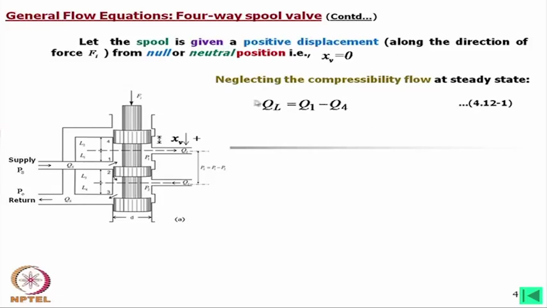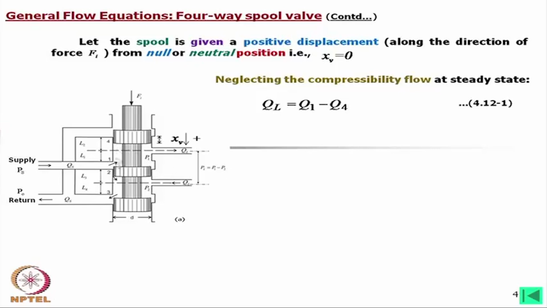Now, what I have shown in this equation is that QL, called the load flow, must be equal to Q1 minus Q4. Now, if we look into this, here the oil is going to the load side, and then it is entering here. So, some flow will go this side. You may ask why we have not considered the other side. Actually, this other side will be considered in other equations.